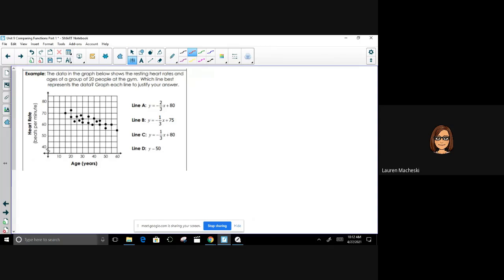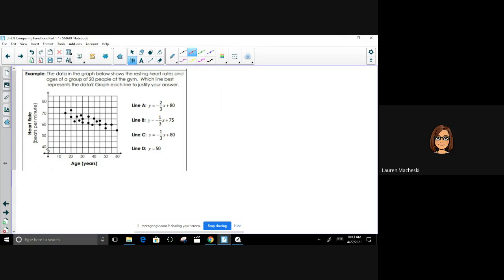All right, so the data in the graph below shows the resting heart rates and ages of a group of 20 people at the gym. Which line best represents the data? Graph each line to justify your answer. First of all, if you look at this data, what type of correlation does it have? Positive, negative, or none? Negative. A negative correlation because it decreases, right?